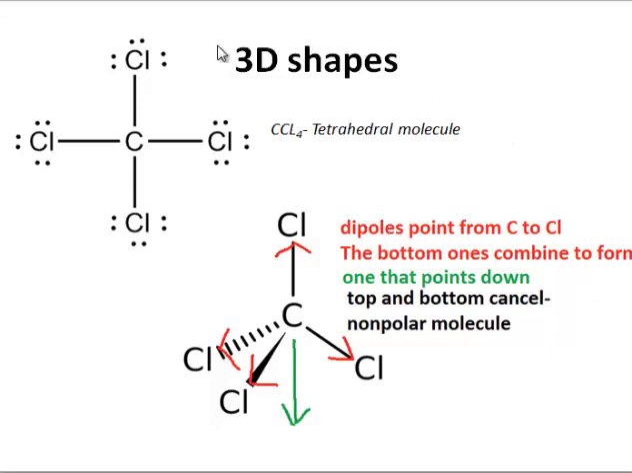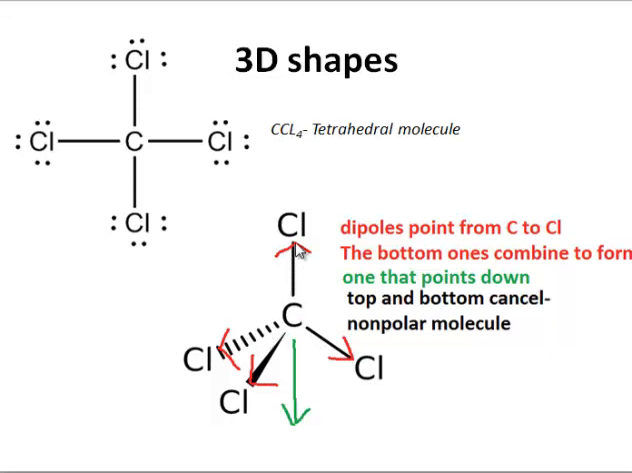In the event of 3-dimensional shapes, analysis becomes more complex, as does visualization. Let's look at CCl4, carbon tetrachloride. Here's a correct Lewis structure with 4 bonds on the carbon. So this molecule assumes a tetrahedral shape, and I have marked into the bonds red arrows which indicate the directions the dipoles are pointing.